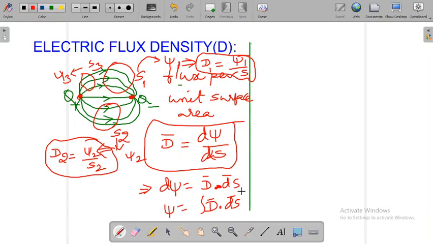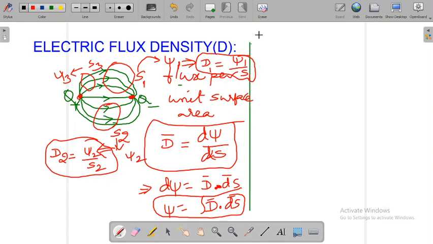In that case, psi equals the integral of D dot dS. It is the relationship between electric flux and electric flux density. This relationship is very useful to derive one of Maxwell's equations.